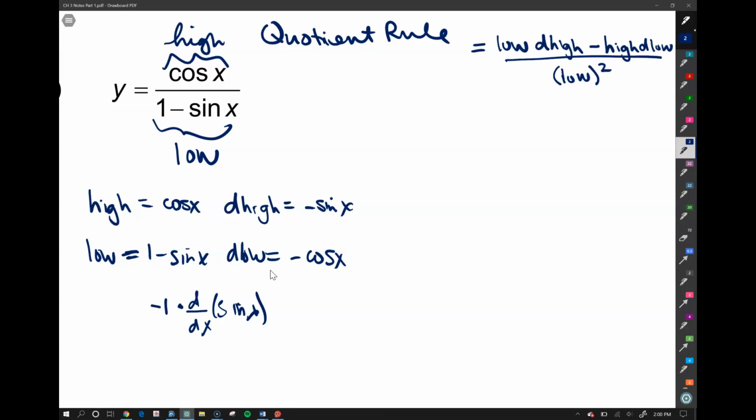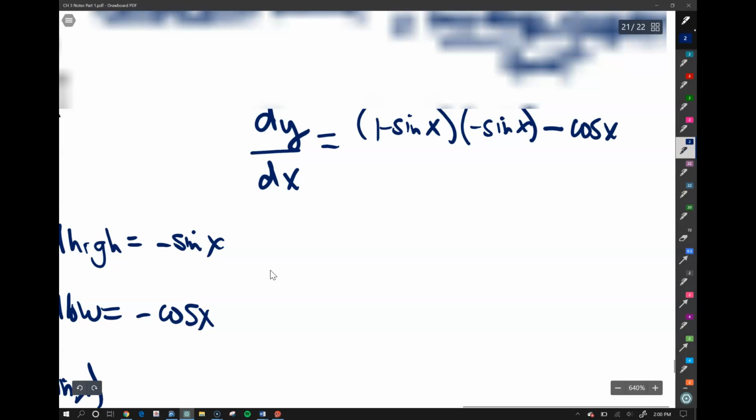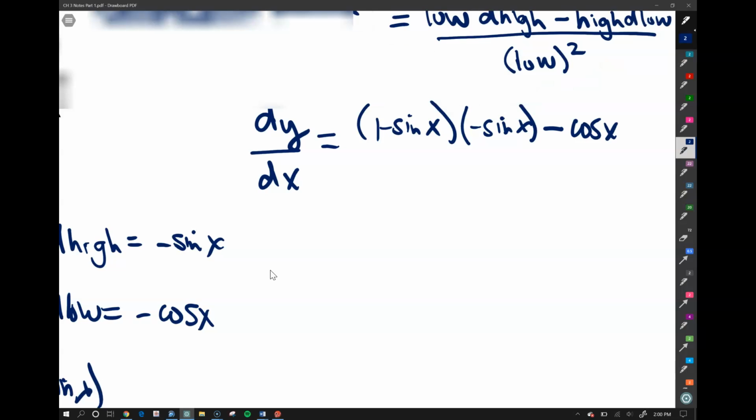Okay, so let's fill in. dy/dx is equal to low times d high, which is 1 minus sine x times negative sine x, minus high times d low, which is cosine x times 0. Then 0 minus cosine x is just negative cosine x.